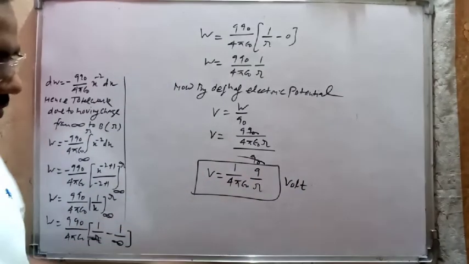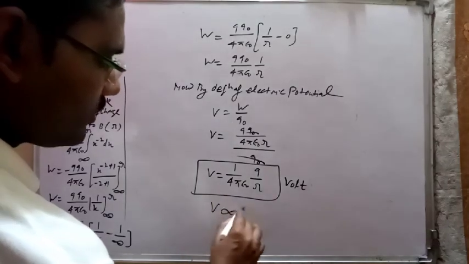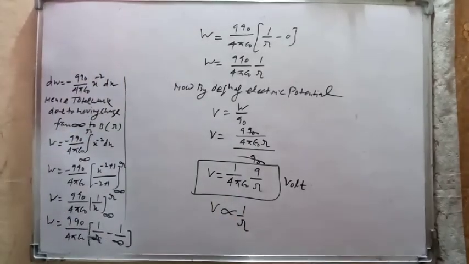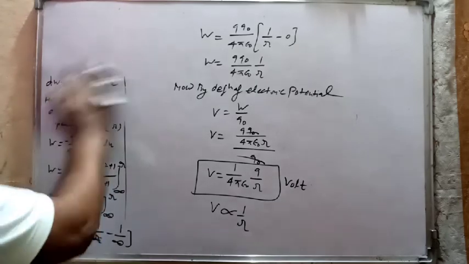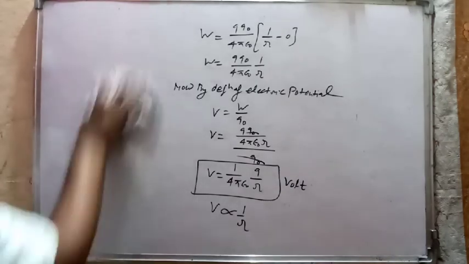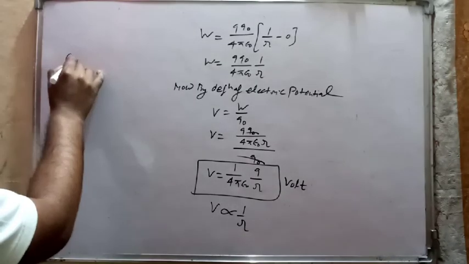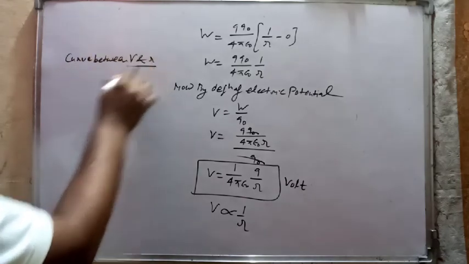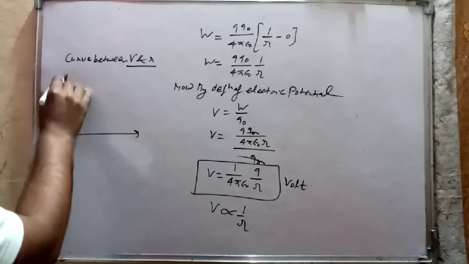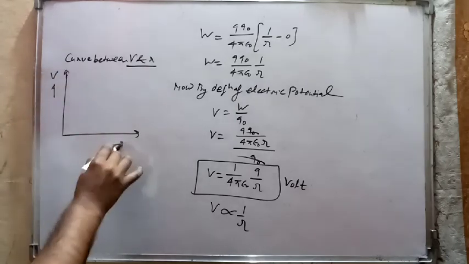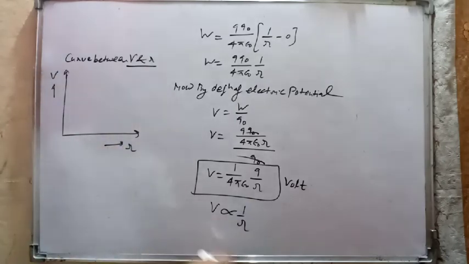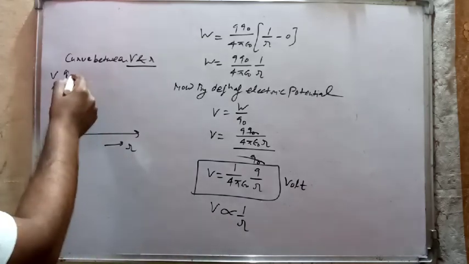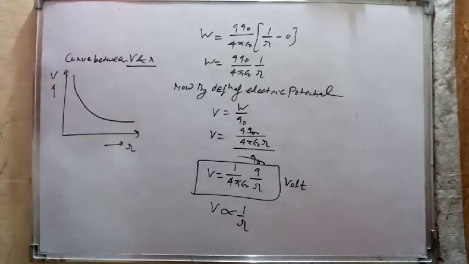Now from this expression it is clear that electric potential is inversely proportional to r. Now here the curve between V and r: here we take V, here we take r, and V is inversely proportional to r, that means the curve is a hyperbola. So this one is the curve between V and r.